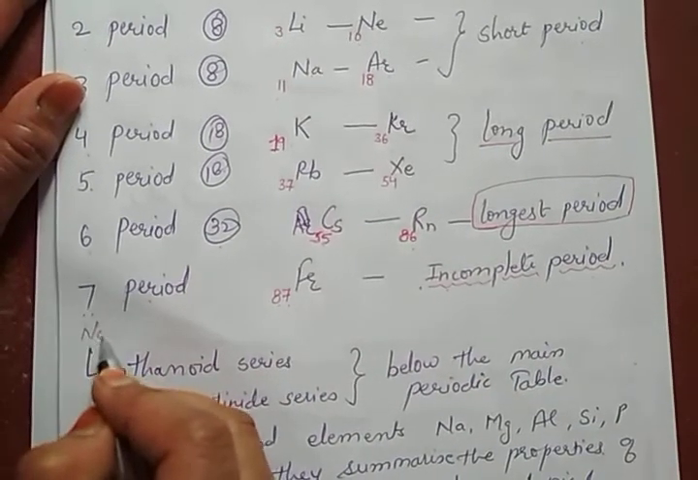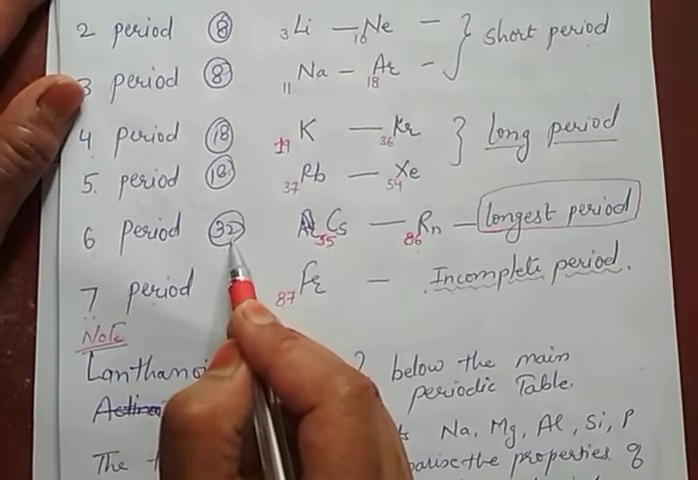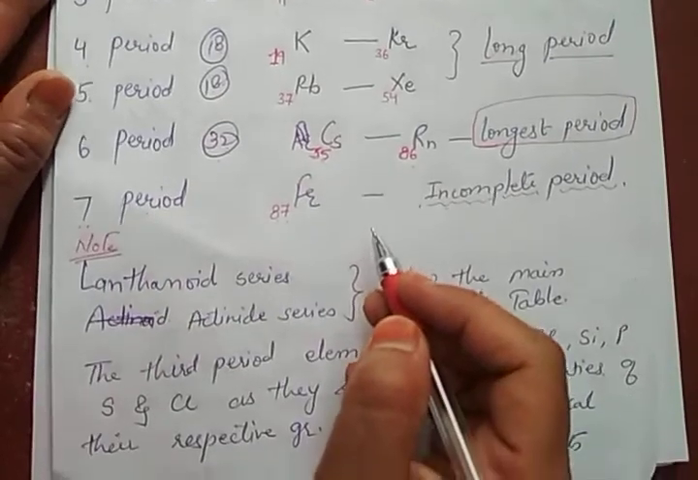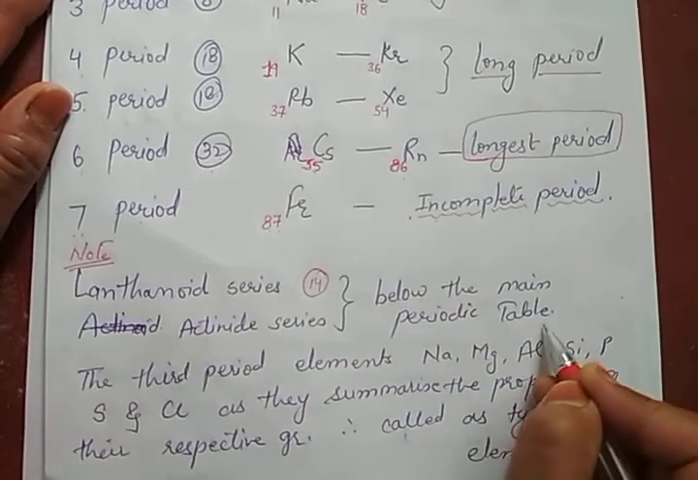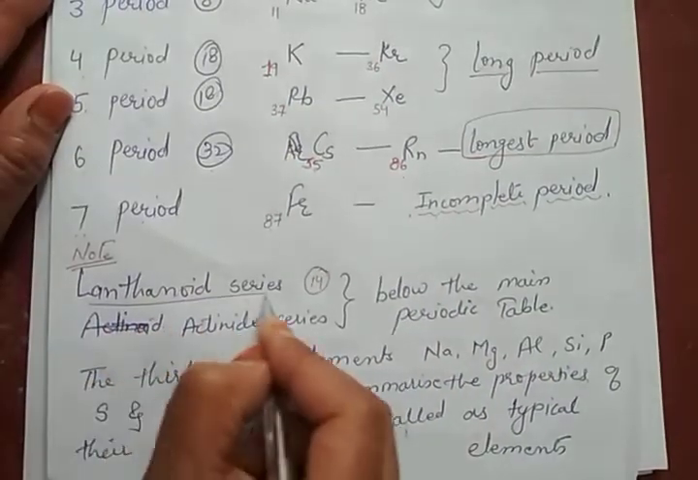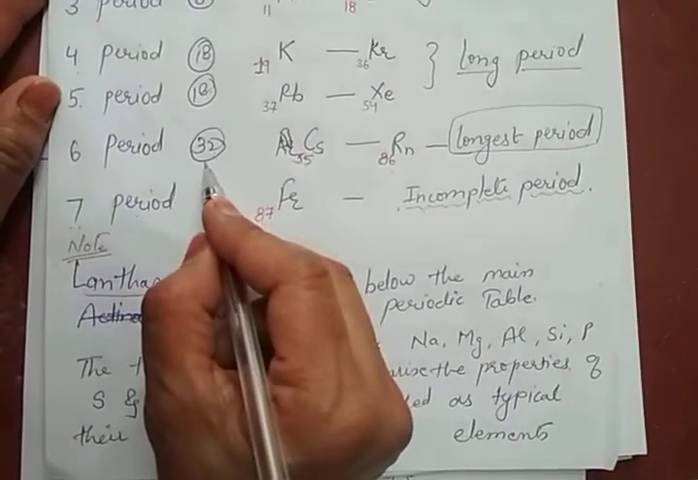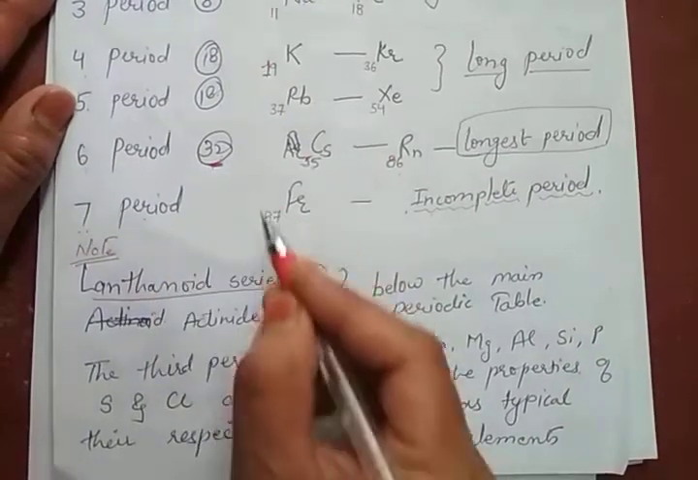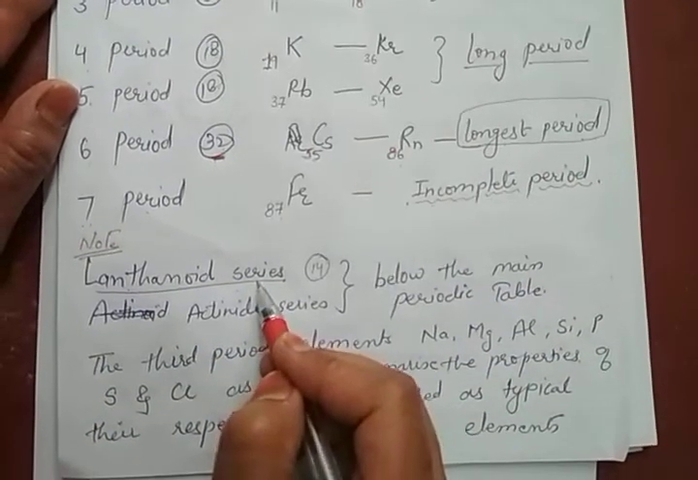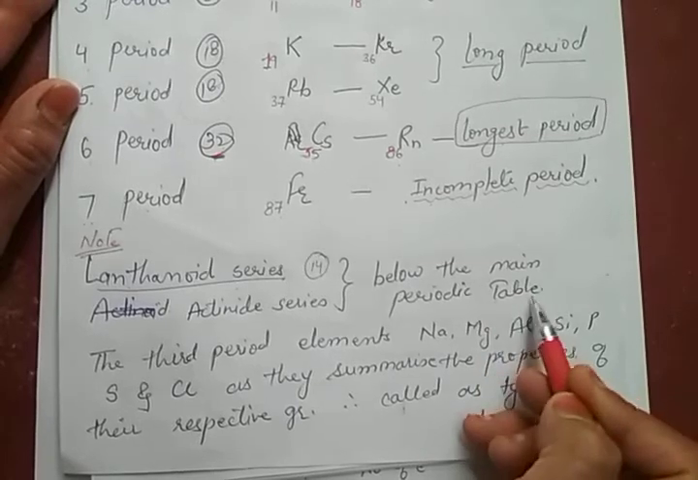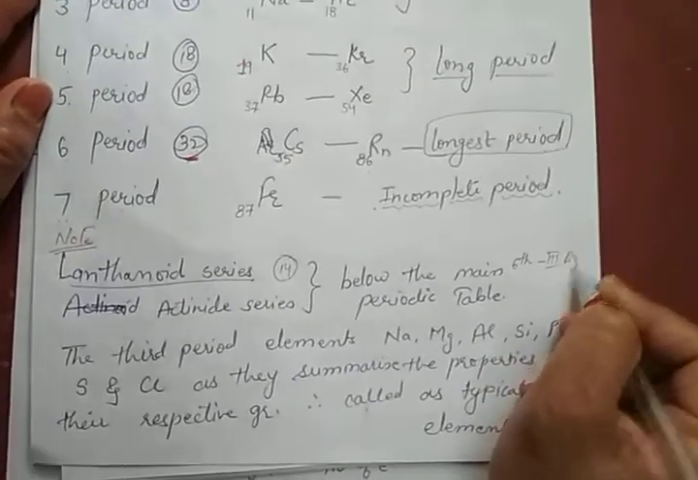Now a special note: why is the 6th period called the longest period? Because in the 6th period, the third group has 14 elements in total, which are placed below the main periodic table. That special series is called the lanthanoid series. Because of the presence of these 14 extra elements in the 6th period, it contains 32 elements and is called the longest period. I repeat, the lanthanoid series, present below the main periodic table, has its position in the sixth period and third B group.